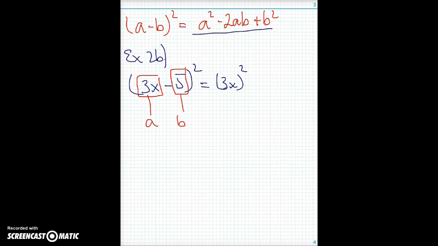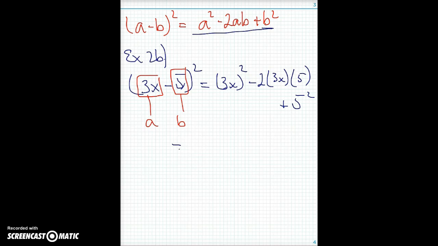Our next term is minus 2 times a, which is 3x, times b, which is 5. Notice it's not negative 5. My b is just 5 here. And then plus, I'll have to add this down below, our last term is b squared, so our b is 5, so we have 5 squared.